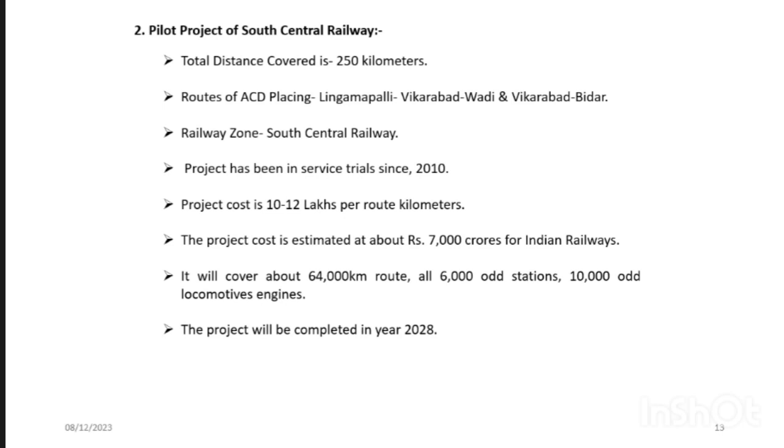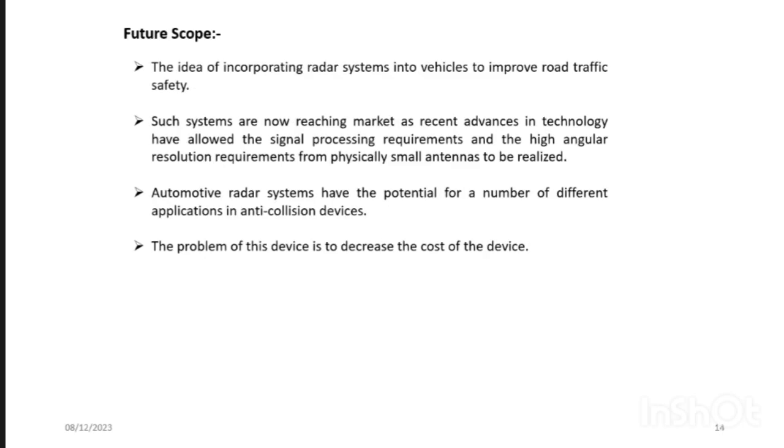Moving to the next slide, we have the future scope. The idea of incorporating radar systems into vehicles to improve road safety. Such systems are now reaching the market as recent advances in technology have allowed the signal processing requirement and the high angular resolution requirement from physically small antennas to be realized. Automotive radar systems have the potential for a number of different applications in anti-collision devices. The problem with this device is that its cost needs to be decreased.